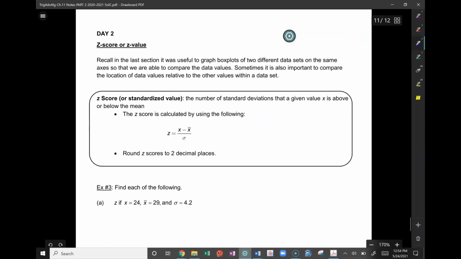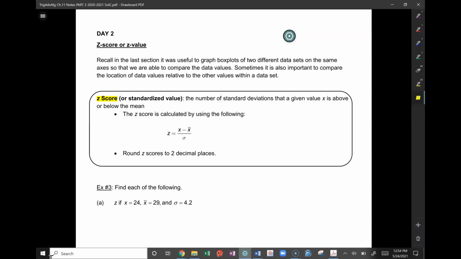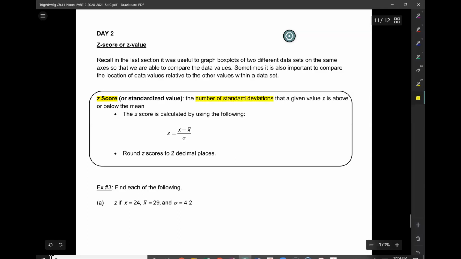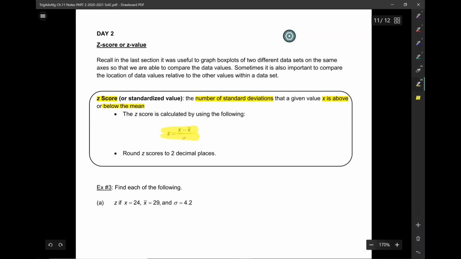The formula for it is really, really simple. It's called z-score, also standardized value, but it's always referred to as z-score. Again, it's the number of standard deviations that a given value is above or below the mean. This is how we calculate z-score: you've got the value minus the mean over the standard deviation, and you have to round to 2 decimal places.